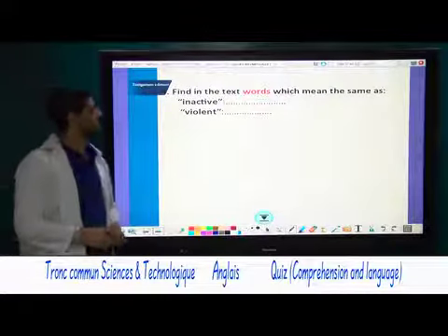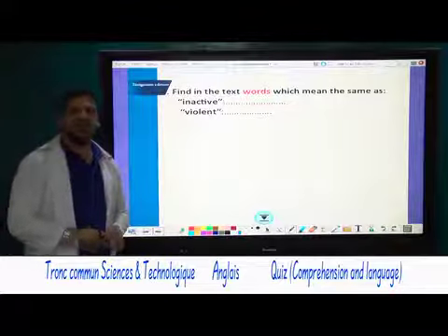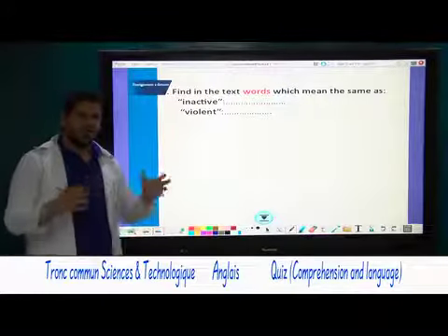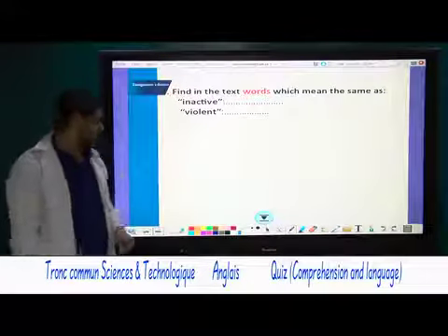Next question. Find in the text words which mean the same as. Here you need to find synonyms, words which mean the same thing, okay? For example, the words big and large are synonyms, okay? Fine, let me take you back.